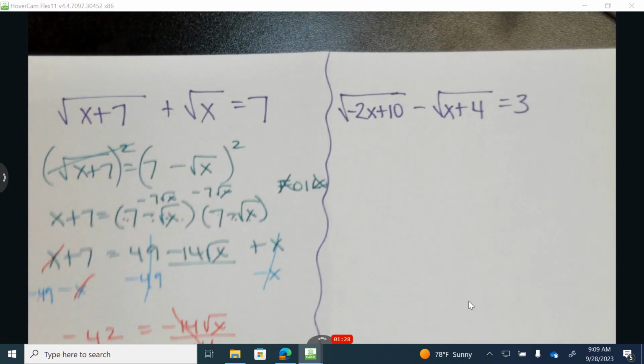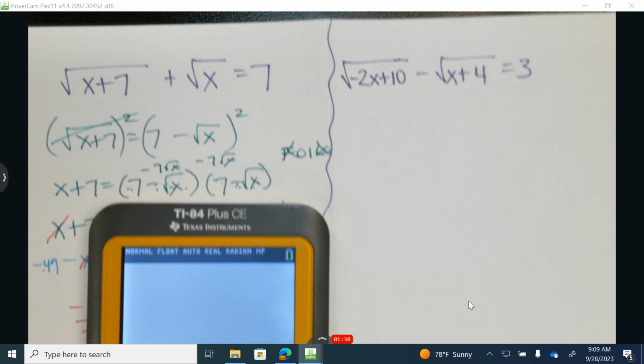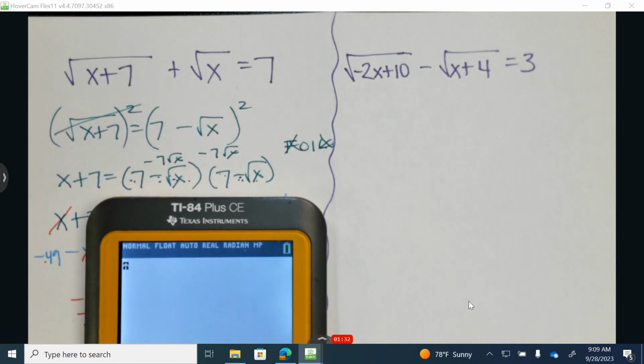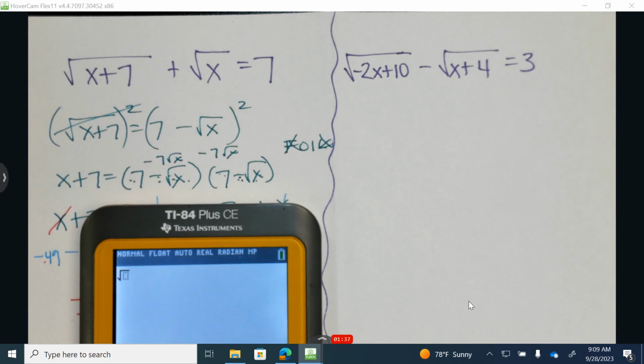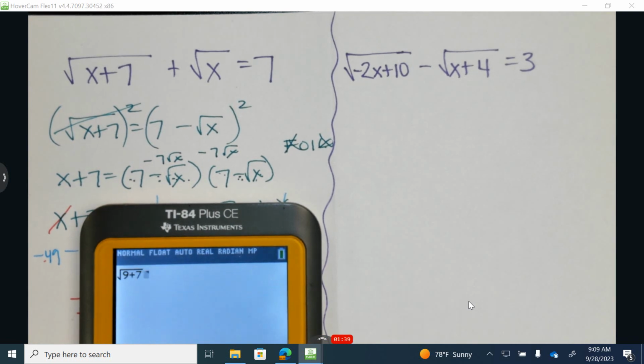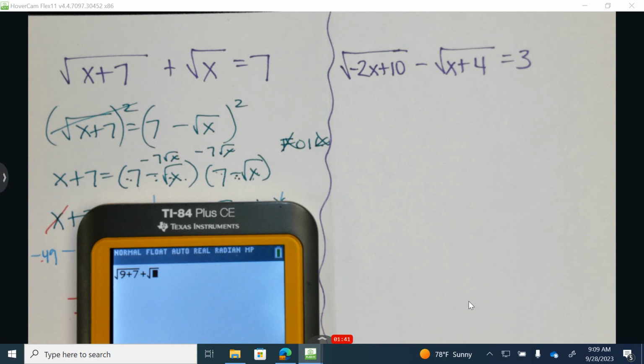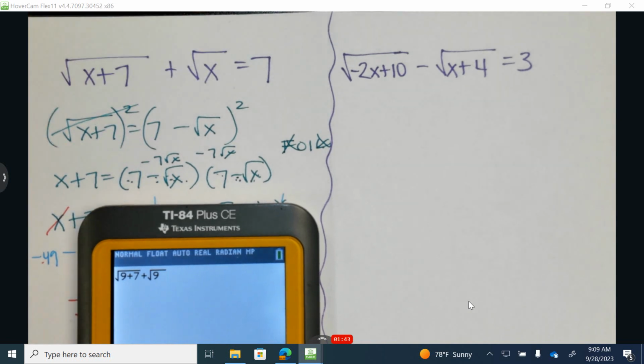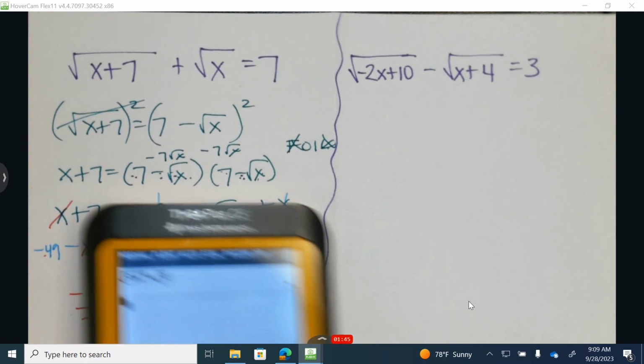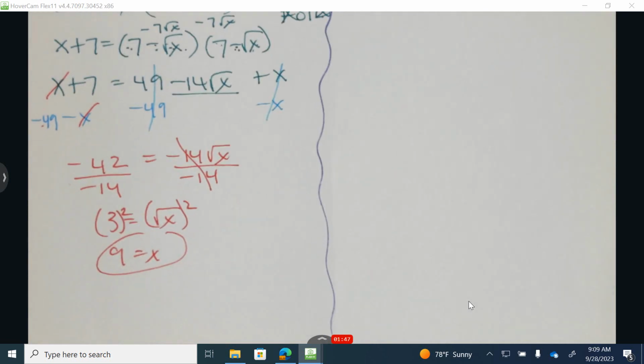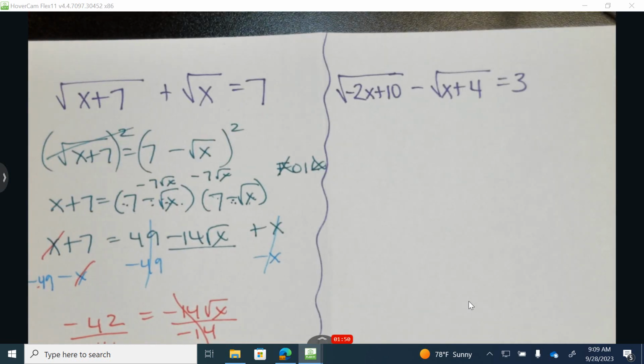Now, does this guarantee this is the answer? It does not. So I'm going to come back up here. You can see my screen. I'm going to check, 9 was my answer. 9 plus 7, move it outside, plus the square root of 9. Now, this better equal 7. It sure does. That means that 9 is the correct answer for this problem, which is number 11 from various equations 2.